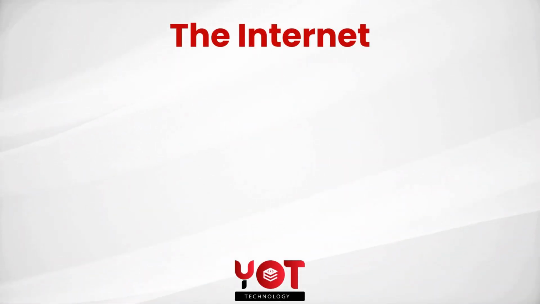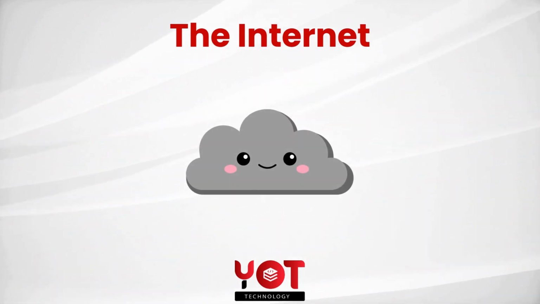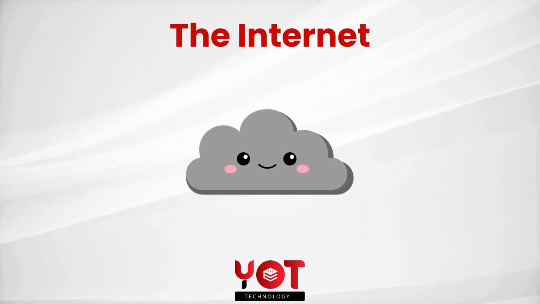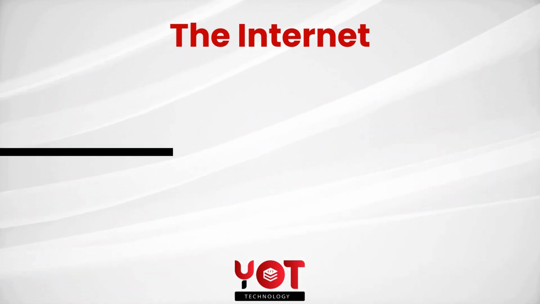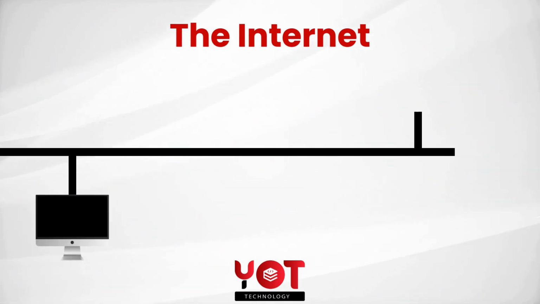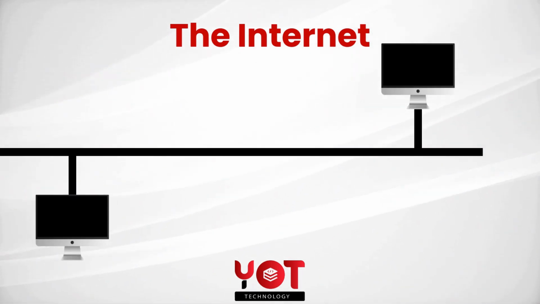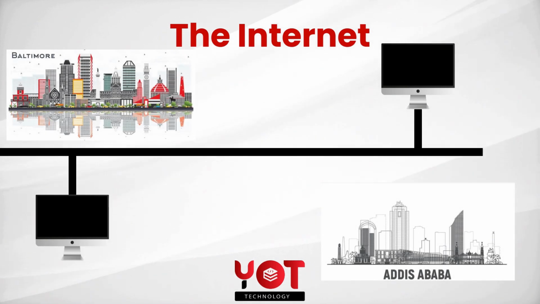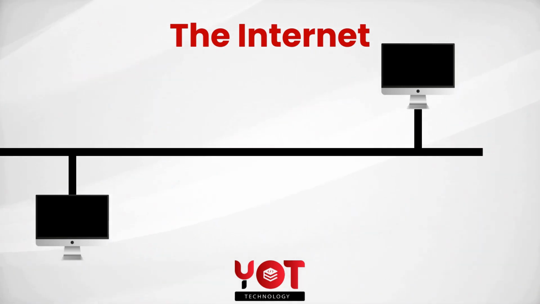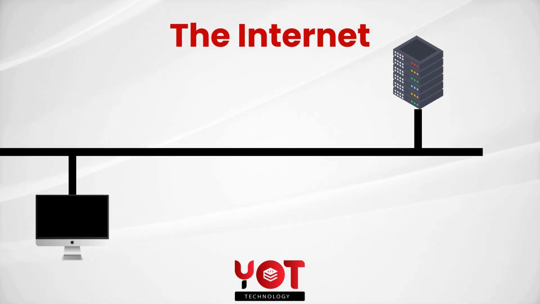So, what exactly is the internet? Many envision it as a nebulous cloud, a mystifying entity hovering in the sky. However, this perception contradicts its simplicity. In essence, the internet is similar to a vast network of interconnected wires, facilitating communication between computers across vast distances. Picture a computer in Addis Ababa talking with another in, let's say, Maryland, seamlessly exchanging data through this extensive wire network.